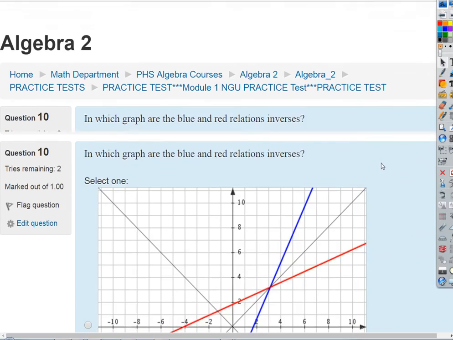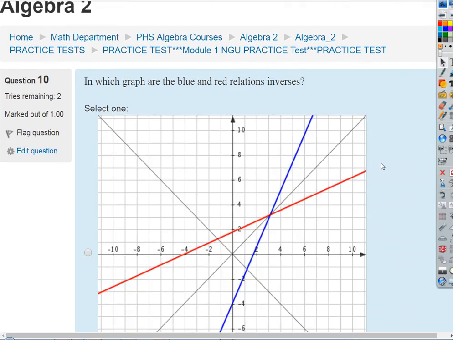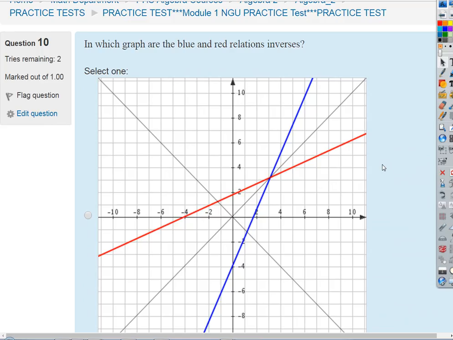Okay, on this one we want to know in which graph are the blue and red relations inverses. So the question: all you have to know here is, what is the graph relationship between a function and its inverse, or a relation and its inverse? What kind of symmetry do they have? They're going to have what?